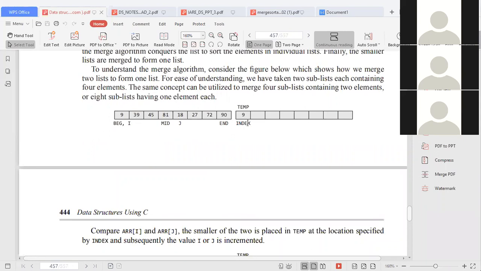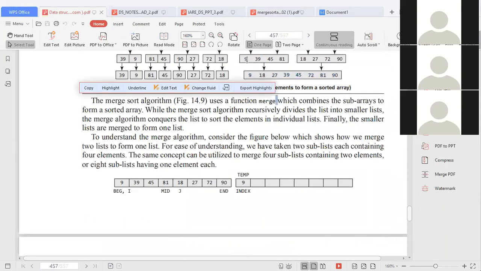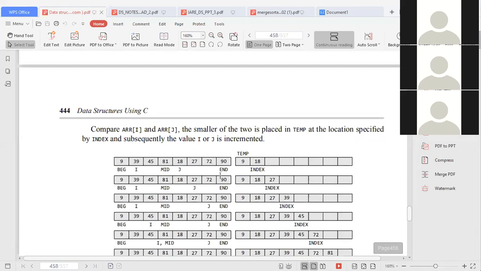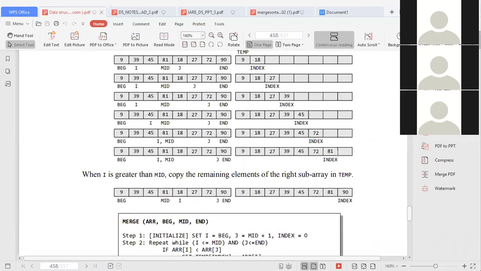Taking this, the first four elements in the array A1 are mentioned here, and these four elements in the second subarray are mentioned here. When you compare these two using the merge method, this is the order we are supposed to have. Is this clear?